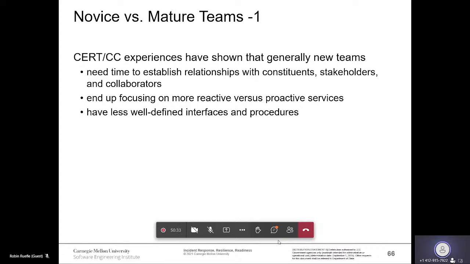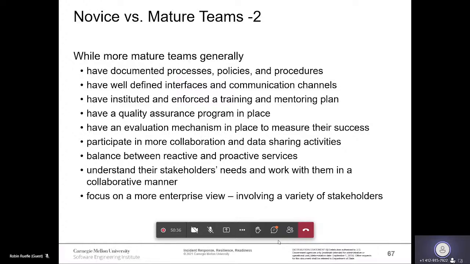And then you can see for mature teams, many of those things I said the novice ones don't have. You'll see that we see in the more mature teams having those documented processes and policies and procedures, so that as you have staff turnover, there are documented processes to follow and to use for training, that you understand who you're coordinating with and communicating with, what the right channels for that are, how to interface with your points of contact, that there is a focus on training and mentoring for the staff and professional development, that you have quality assurance.